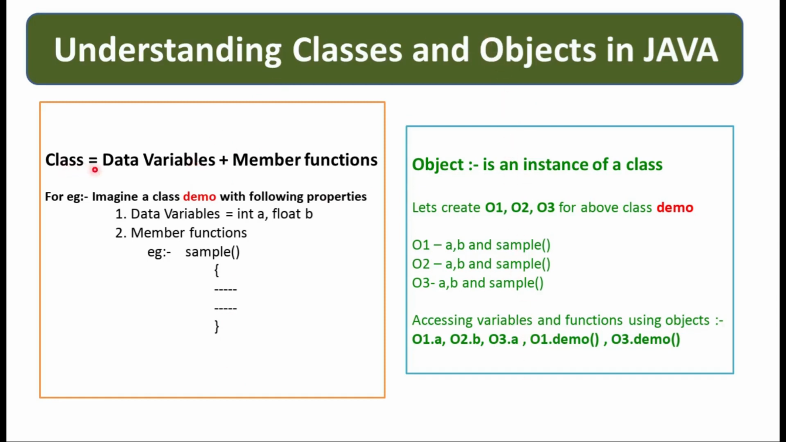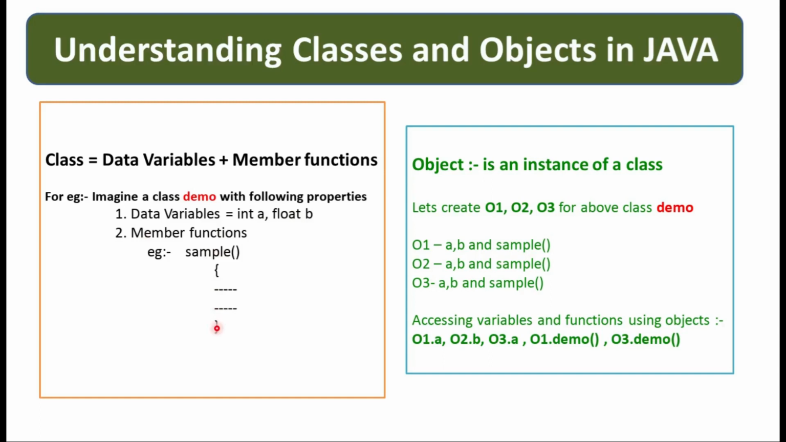The formal definition of a class is a combination of data variables plus member functions. Data variables are memory locations in which we store the data or the value that is required for our logic, for our operation. Data variables have to be declared using data types. Here, int. I have used 2 data variables to demonstrate this class. Let us imagine the name of this class is demo. In demo, I am using 2 variables called a and b. The data type of a is int, the data type of b is float. And I'm also using one member function called sample. Sample is the member function.